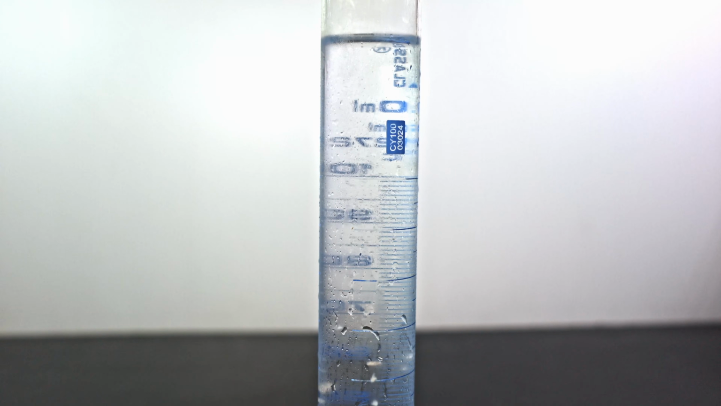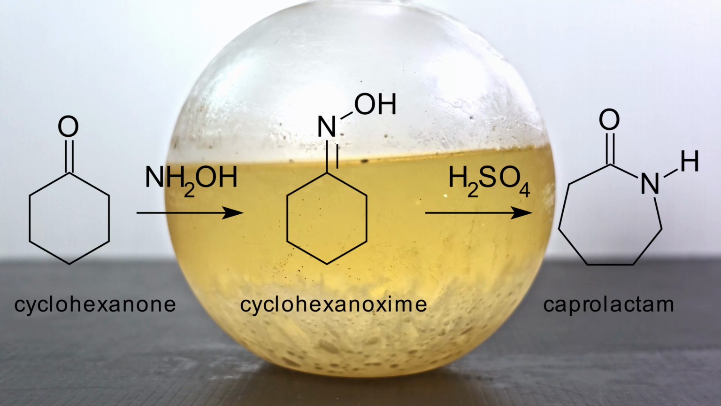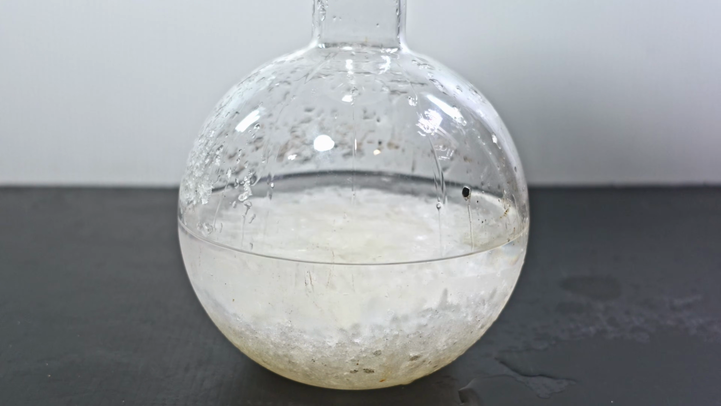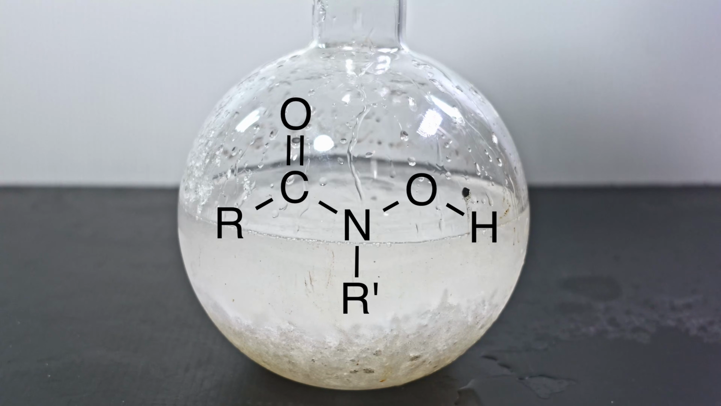It reacts with ketones and aldehydes to form oximes. These can rearrange into amides with acid. Hydroxylamine also reacts with carboxylic acids to form hydroxamic acids, which can chelate metals.